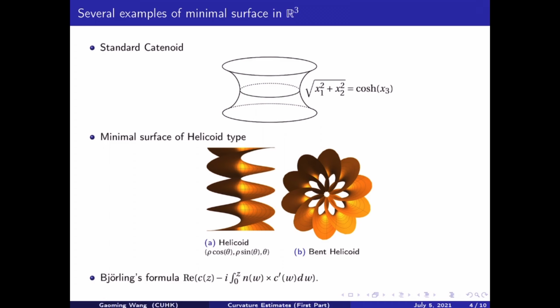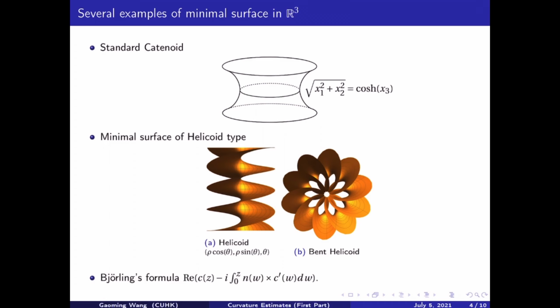After giving the definition of minimal surface, let's see some examples of classical minimal surfaces in R3. The first one is the standard catenoid. The equation for the catenoid is given by this formula. It is a rotationally symmetric minimal surface in R3. The second one is the helicoid type minimal surface.